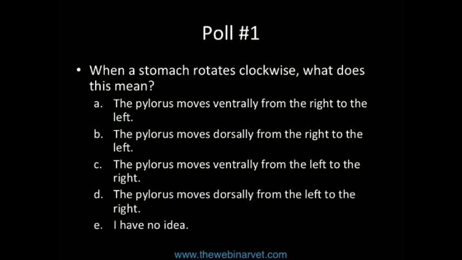10% said the pylorus moves ventrally from the left to the right, 24% said the pylorus moves dorsally from the left to the right, and I'm really pleased. Chris, if you're listening, good on you. 0% said, I have no idea. Well, good. So the majority of people got it right. The correct answer is A.